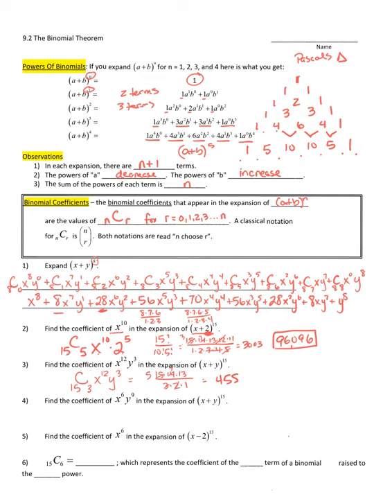So number 4, what's the coefficient of x to the 6th, y to the 9th? Again, 15 things taken, and we have x to the 6th, y to the 9th, so that second number is going to be a 9.